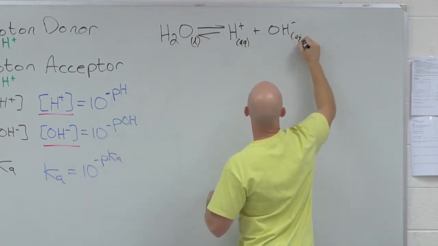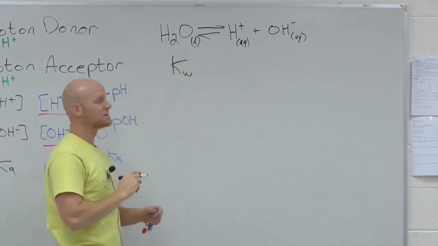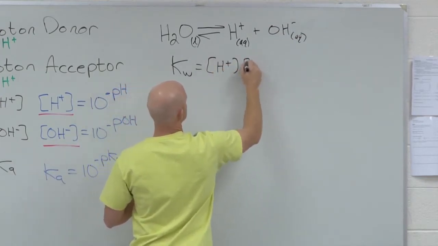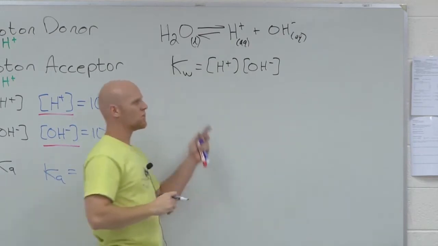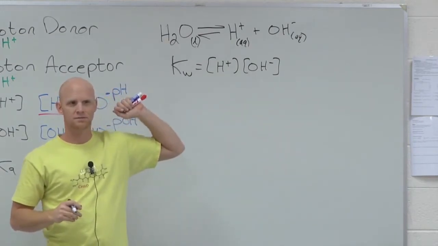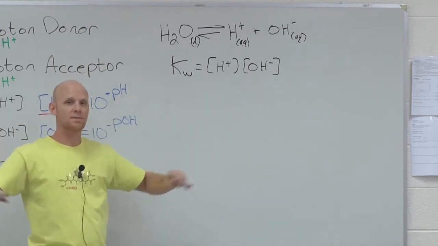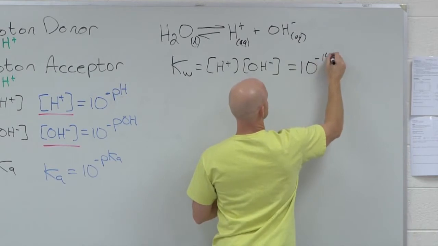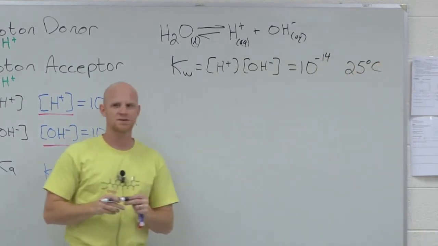And if you look at the equilibrium constant for this process, first we call that equilibrium constant Kw, and the expression is H plus times OH minus. Notice, why doesn't water show up in this expression? It's a liquid. Liquids have an activity of 1, and we just leave them out. No solids, no liquids. So it turns out at 25 degrees Celsius, this is equal to 10 to the negative 14.